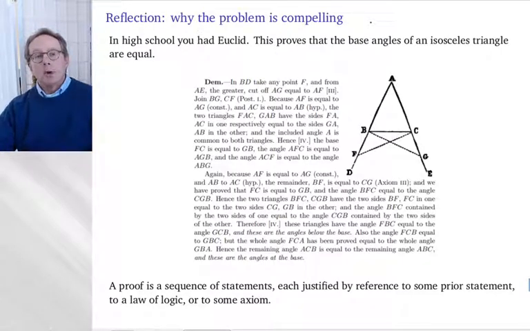Again, the point of this video is to reflect a little bit on why the problem is compelling. So I want to reflect a little bit on what it has to say about, for example, writing mathematical proofs as an example of a hard problem that you'd like to solve.